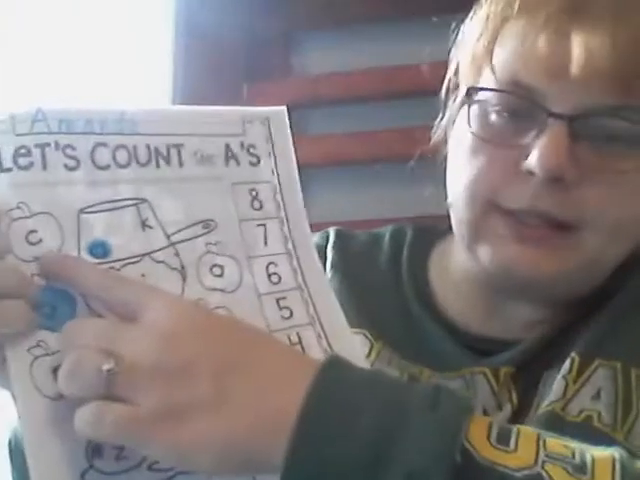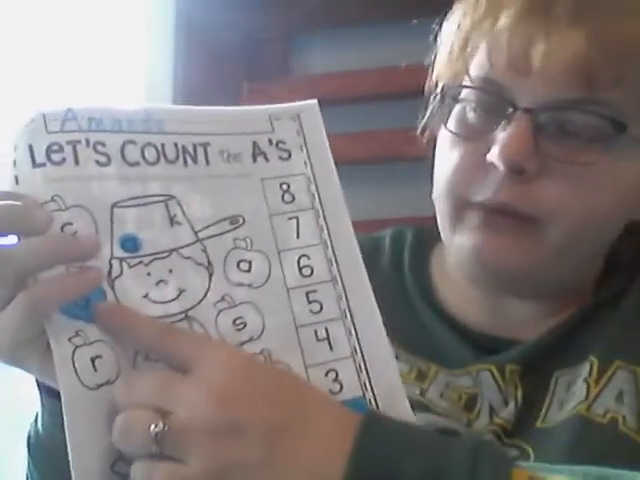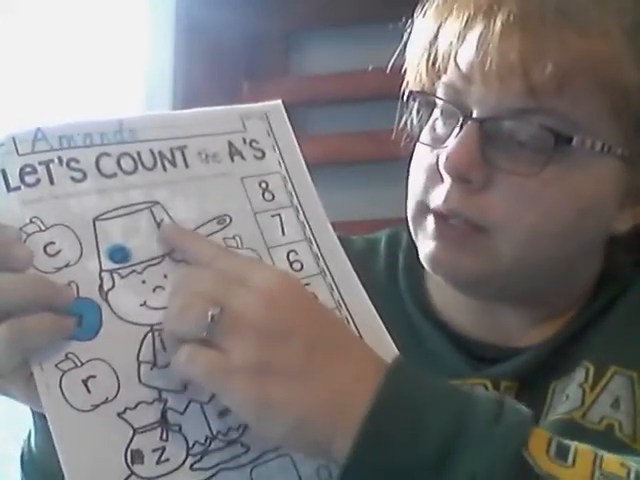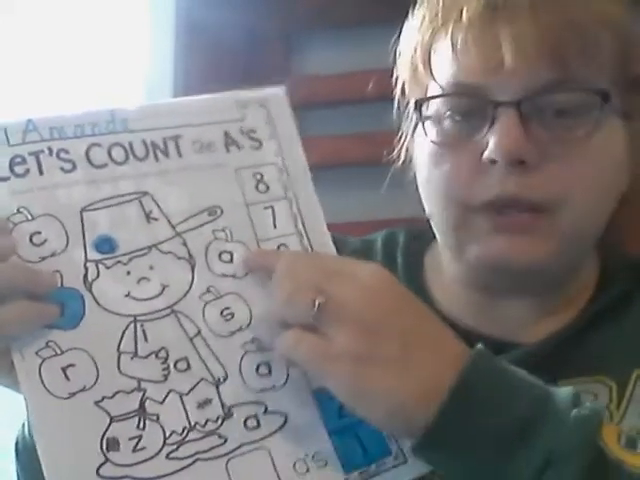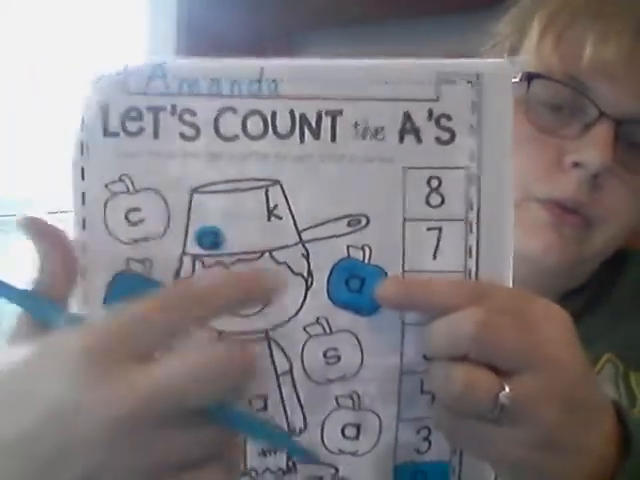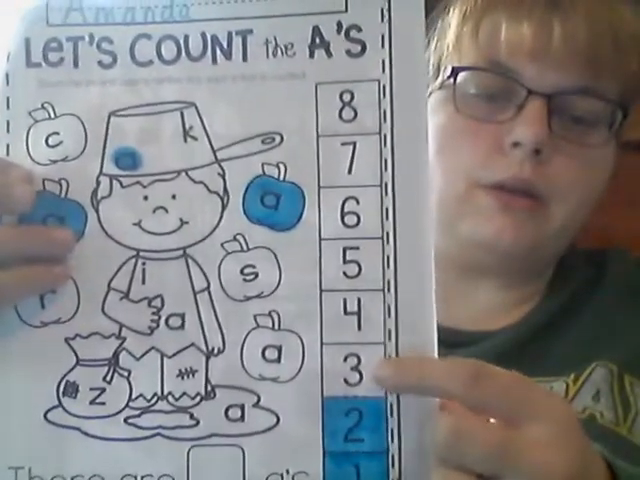Okay, so this is a C, so we're not going to count that. We found that A. Oop, there's an R. We found that A. There's a K. Oop, there's an A. So we're going to color that in. So there's the A. Now I have 3 A's. 1, 2, 3. So now I need to make sure I color in that number 3, because that shows how many I found so far.